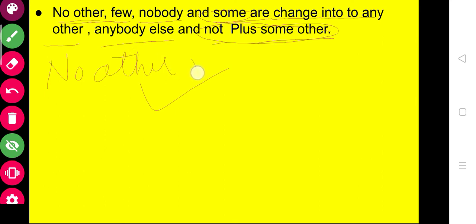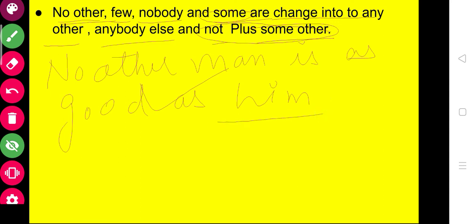No other man is as good as him. Okay, no other man is as good as him. So if such is a thing, first of all, this thing is to be taken to the first place. He will change into, sorry, him will change into he. He is, okay, no other man is as good as him.